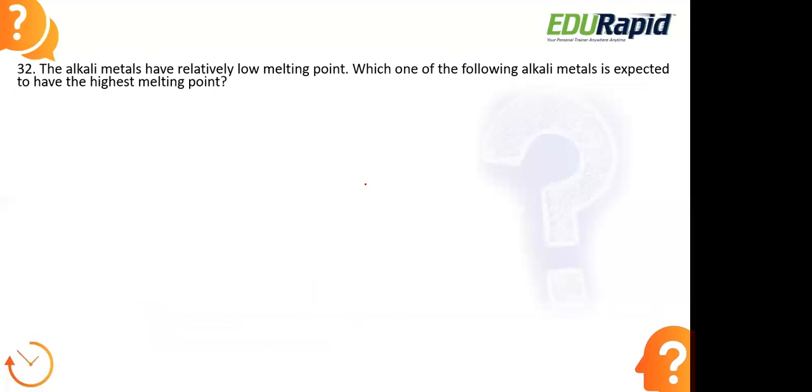The alkali metals have relatively low melting points. Which one of the following alkali metals is expected to have the highest melting point? Lithium, sodium, potassium, rubidium.